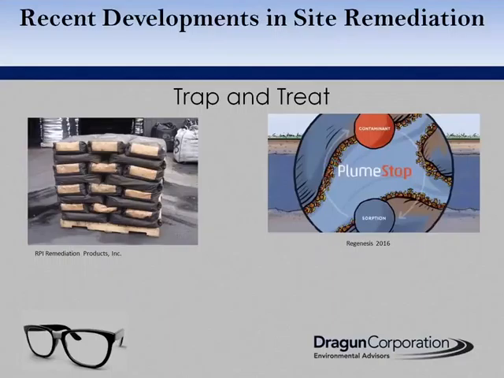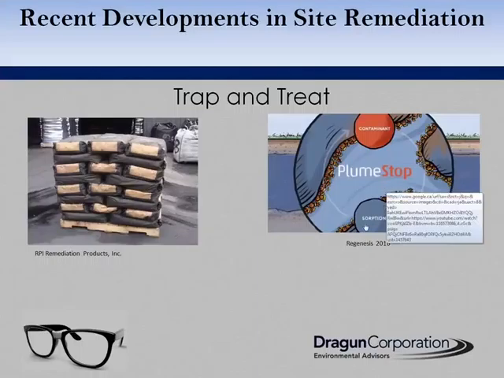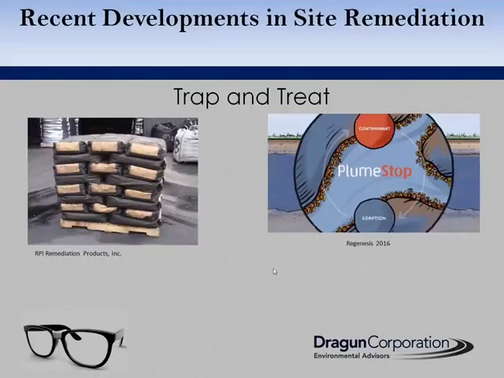The first is trap and treat products. Trap and treat products are an injectable form of activated carbon that has a reagent embedded within the carbon granules. There's a lot of brands out there of this. You'll hear the BOSS products. Regenesis has their own product called PlumeStop. Tersus has a product. I'll refer to the BOSS products just because those are the ones that we've used most often, although the other suppliers' products are very similar formulations.